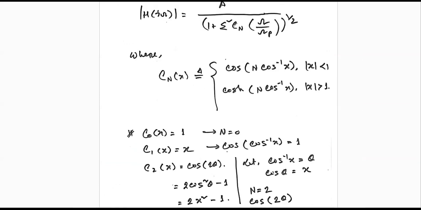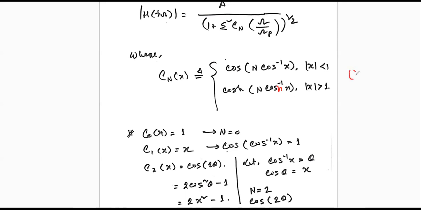So here capital Cn is equal to cos n cos inverse x, sorry, cos n cos inverse x for x less than 1. Why? When x is less than 1, cos inverse works as a cos. But when x is greater than 1, we need the cosh function. So there is a mistake: there will be an h. So cosh inverse x.